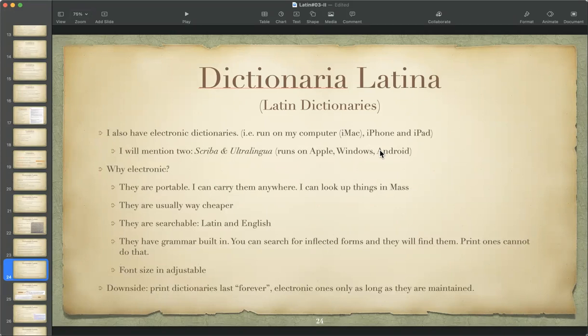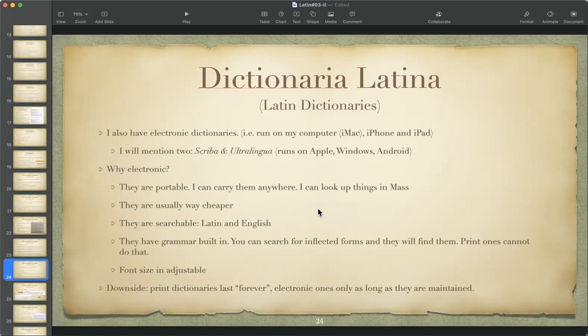Why? They're portable. Remember my Oxford Latin Dictionary with 2,200 pages? It's not portable. In fact, it's a pain to use. I do refer to it from time to time because it's like the source. But electronic is portable. They're cheaper. They're searchable. You can generally search the dictionary for Latin and English entries. They often have grammar built in, so you can search for inflected forms and you'll find them.